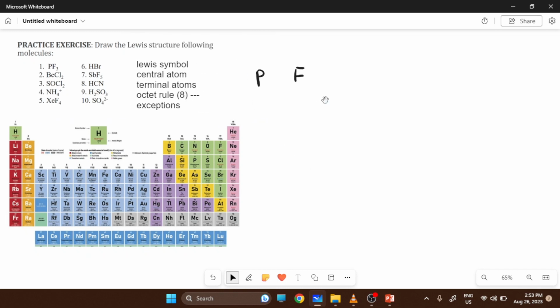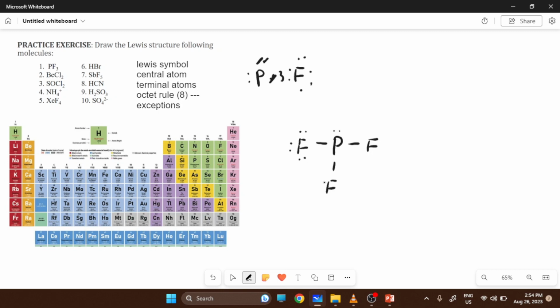Okay, let's start. For phosphorus trifluoride, phosphorus is group 5, so it has 5 Lewis dots, and fluorine is group 7, so 7 Lewis dots, and there are three of them. The three will bond to our central atom. Two electrons will remain, a lone pair. That's what we call those electrons, a lone pair. Don't forget to write the remaining Lewis dots for the fluorine.